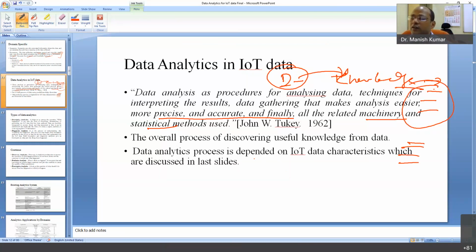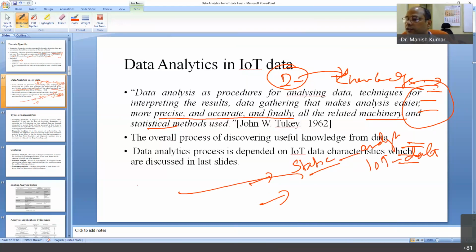So overall, it carries the same thing which we do in simple data analytics. Only the domain of the data is IoT. So we are gathering data from IoT, but the ultimate analysis is the same. What actually differs in this case is, if you talk about any static analysis of the IoT data, it is the same as any data analysis.